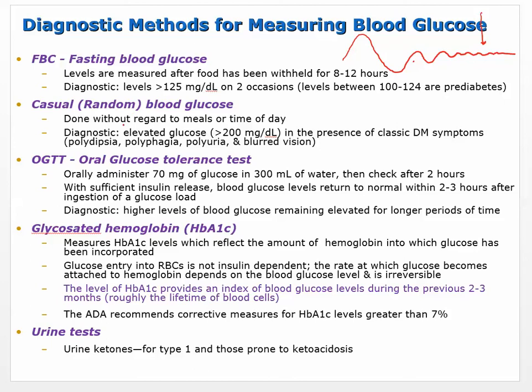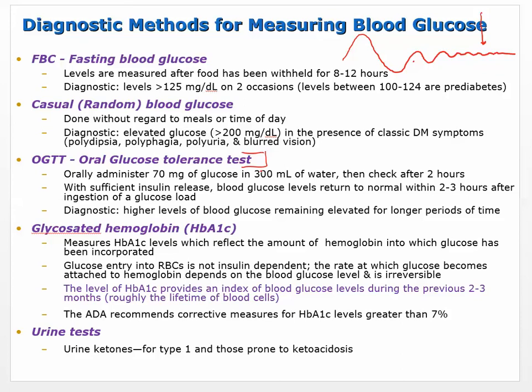But that's fasting. Casual, you can take at any time without regard to meals. It's going to be less accurate because of this heavy change. But you don't want super high glucose levels at any time. Really, you should be able to control it. Now, the glucose tolerance test that we just mentioned, that one's kind of interesting.